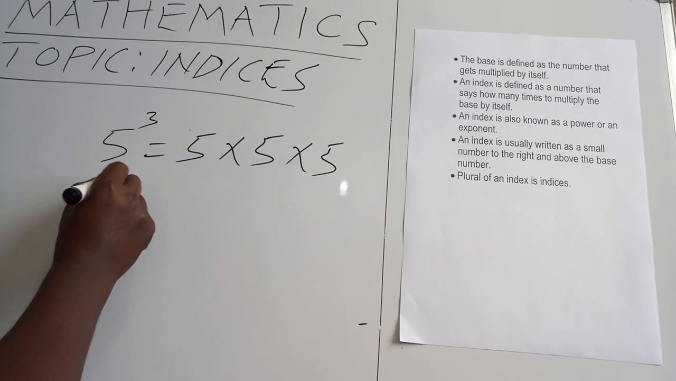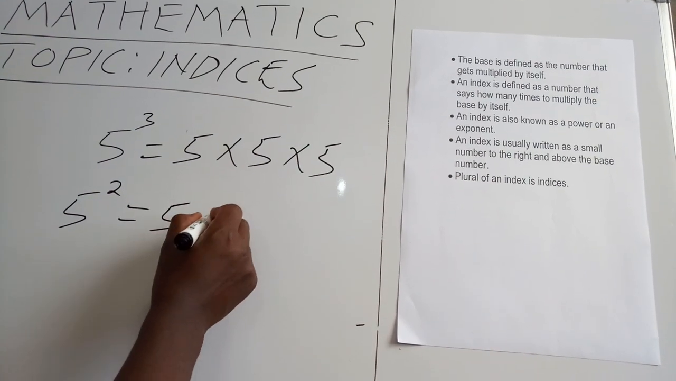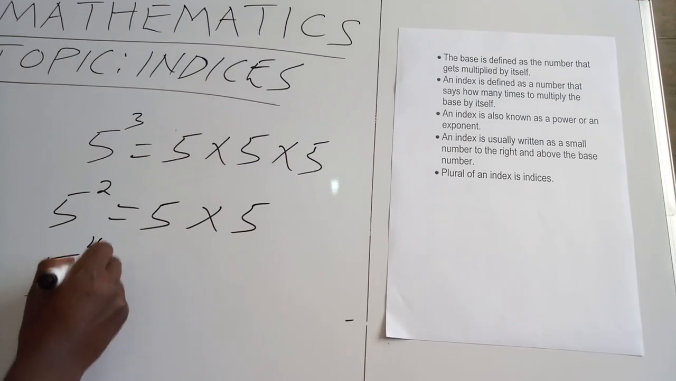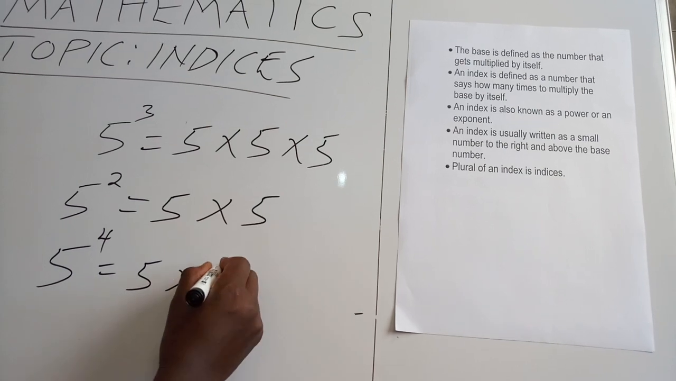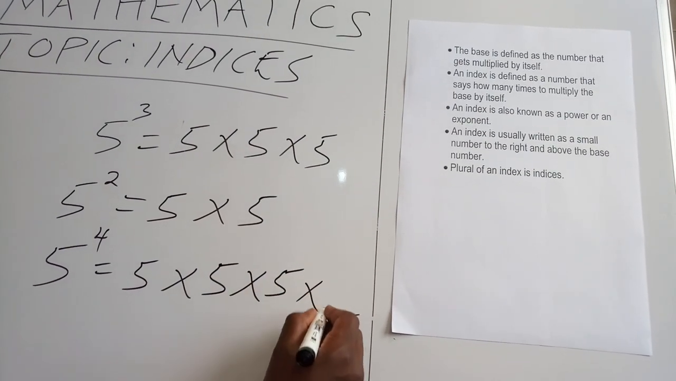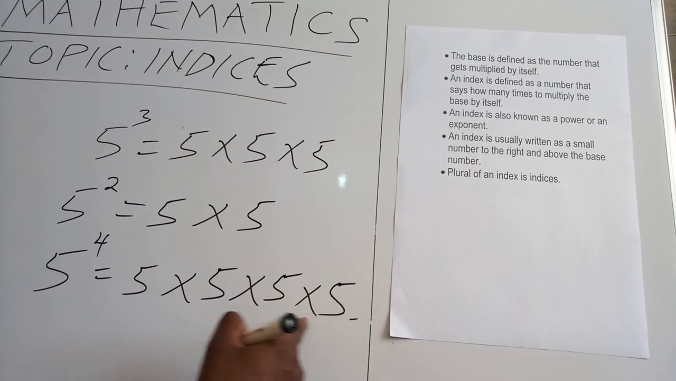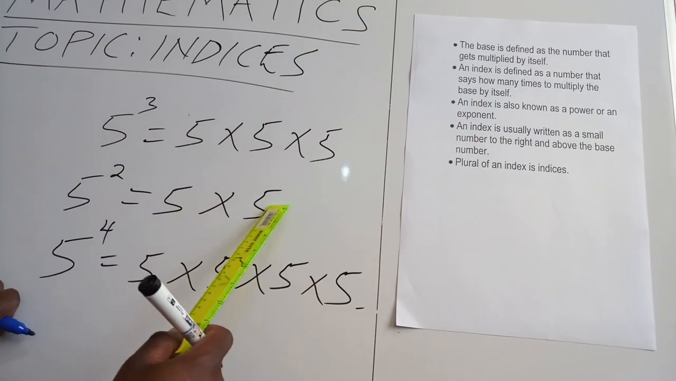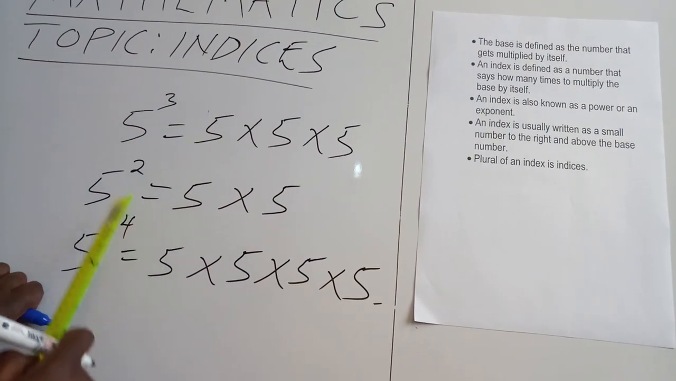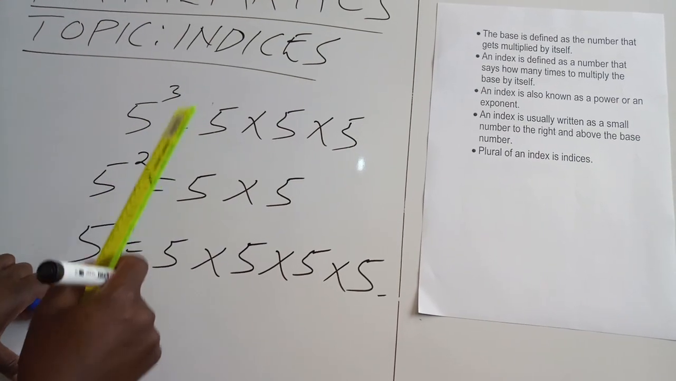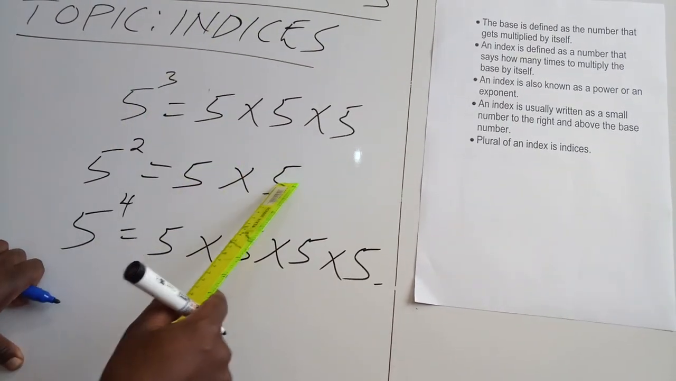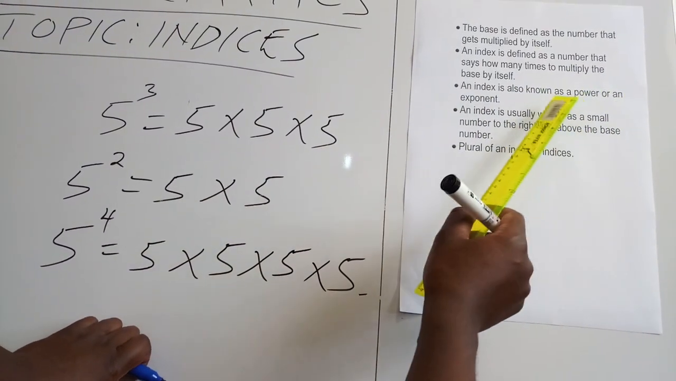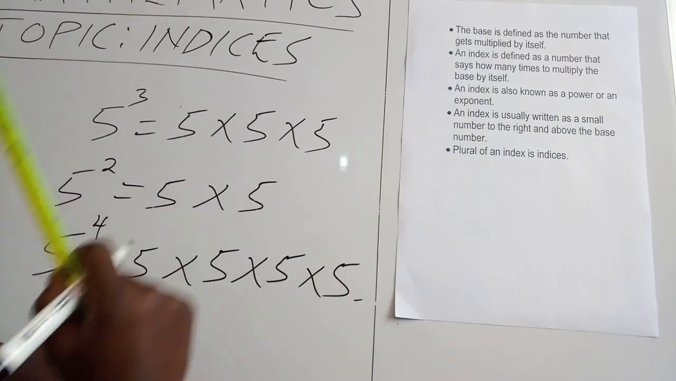If we had 5 power 2, that would mean I multiply 5 by itself 2 times. Now 5 power 4 would imply I multiply 5 by itself how many times? 1, 2, 3, 4. So in summary, what have we said? The base is the number being multiplied by itself. What about the index? The index is a number which will tell you how many times to multiply the base by itself. So an index is also referred to as a power or an exponent.